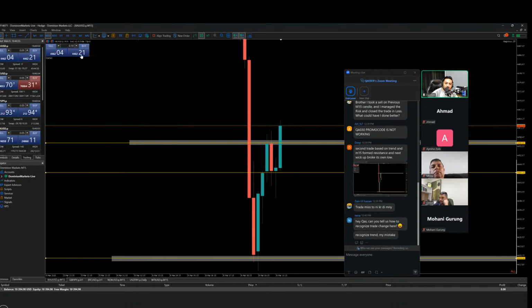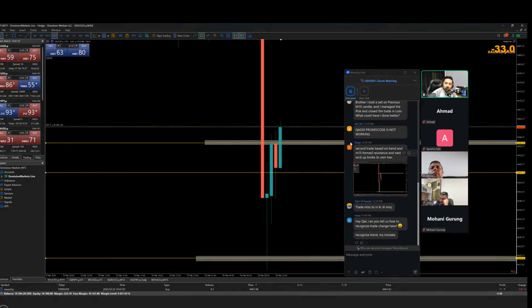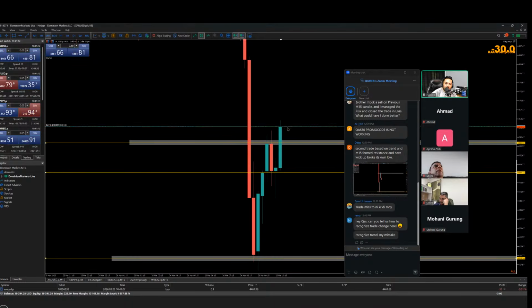Come on. Impulse entry. Okay. Yeah, it's coming down now. Okay, so I executed on this buy, depending on the counter trade structure.